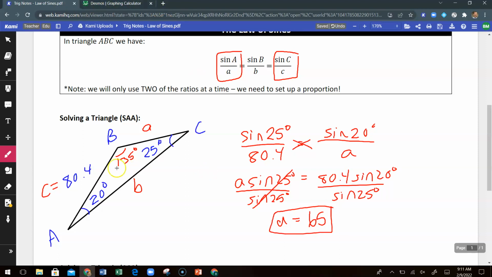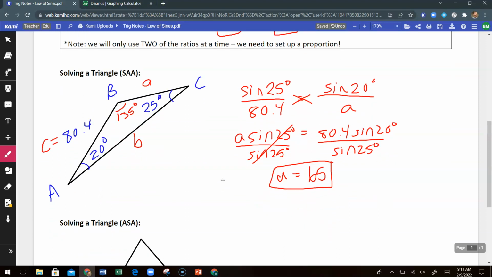Now, to find side length B, one thing that you cannot do, that some people make the mistake of, is they want to use the Pythagorean theorem at that point in time. The Pythagorean theorem only applies if it is a right triangle. This is not a right triangle. I realize that I only have one side length left to solve for, but I cannot use the Pythagorean theorem to do that.